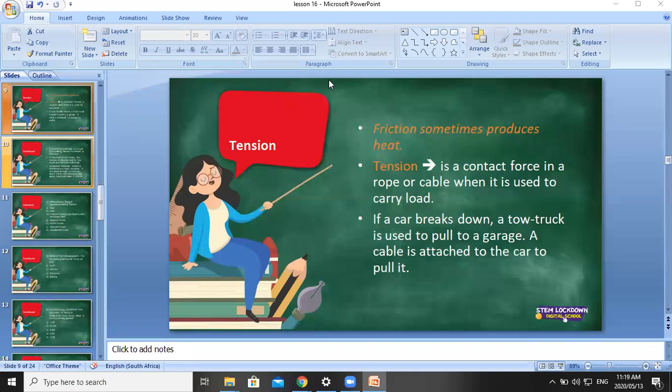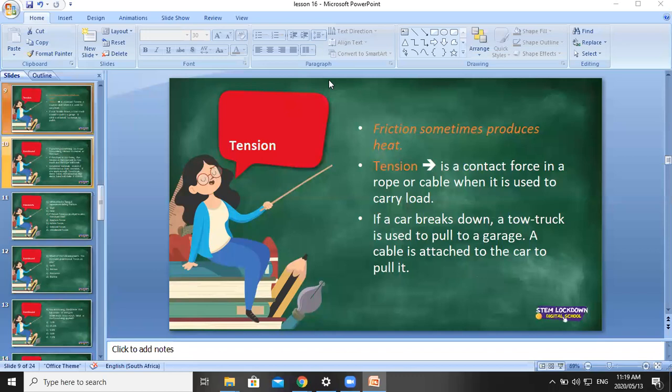So how is this? Let us look at the example of the car again. If my car or your car breaks down, a tow truck is used to pull it to a garage. A cable is attached to the car to pull it. Even the very sophisticated ones, if they are pulling it up to be carried on top of the truck, they use a rope to pull it. There's a tension there. The tension is on the rope when the front car is pulling the back car.